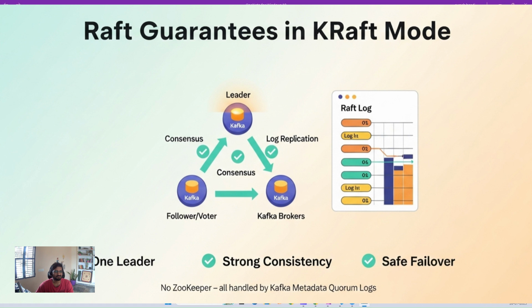What about safety? The Raft protocol guarantees only one leader at a time. Strong consistency means everyone agrees on each change. For failovers, the controller is re-elected if it fails. And this is all done using metadata quorum logs inside Kafka. It stores them just like topic data.